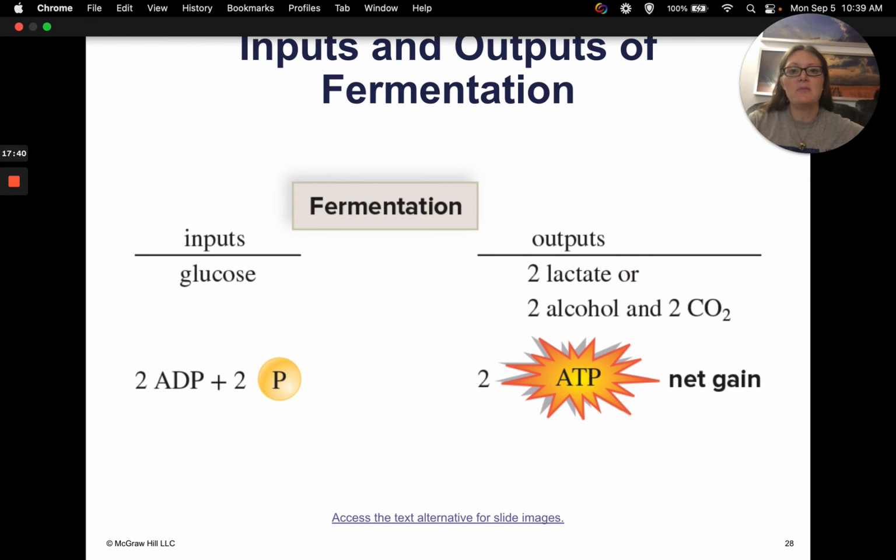All right, so inputs and outputs of fermentation. You can see the input of glucose, and the input of 2 ADP and 2 phosphates, forming an output of 2 lactic acids or 2 alcohols and 2 carbon dioxides, and a net gain of 2 ATP.